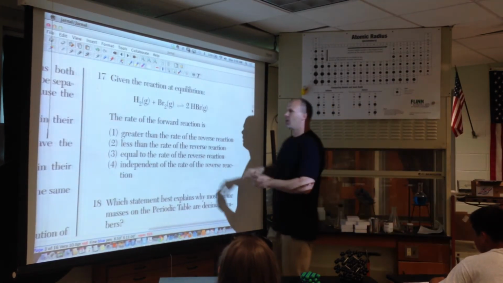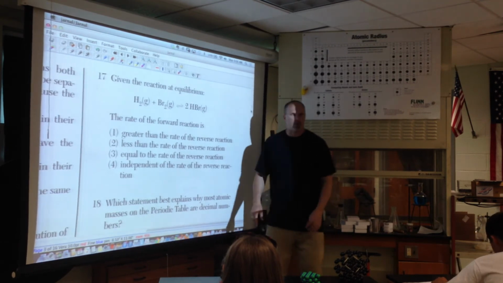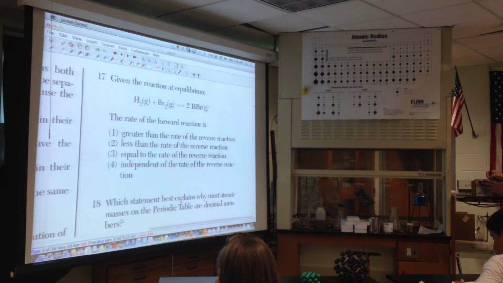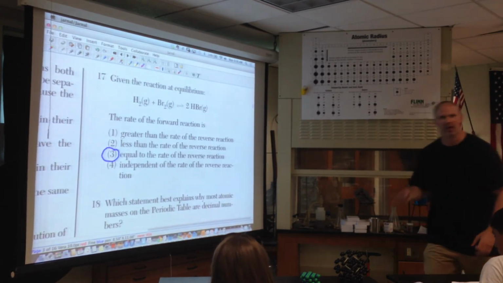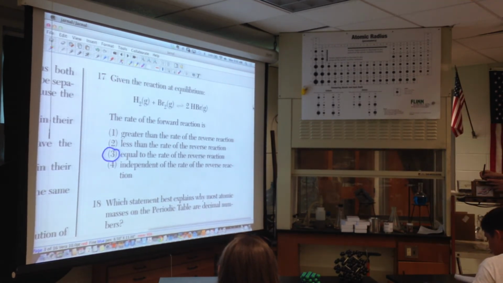So those two things: the rate of the forward reaction is equal to the rate of the reverse. Never say that the amount of products and reactants are equal. It's to how fast they go. Okay? So number 17 is 3, easy as pie on a Sunday afternoon.